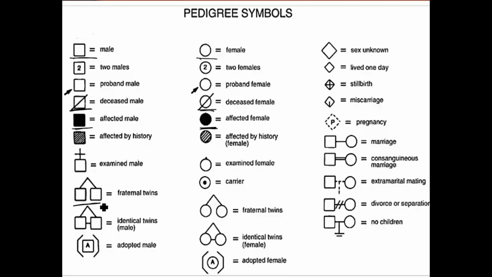Now this is fraternal twin. That is non-identical twin. Now here is identical twin. Remember, this is male identical twin. This is male fraternal twin. That is non-identical twin. This is fraternal female twins. This is identical female twins. Now this line over here is showing marriage.